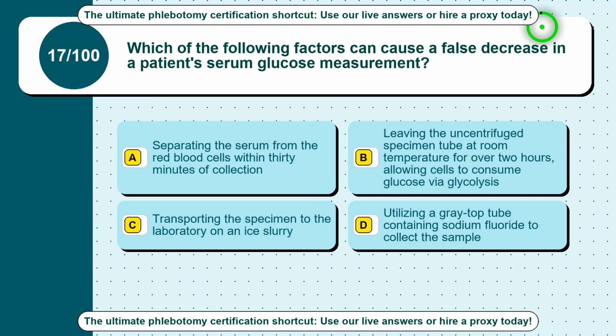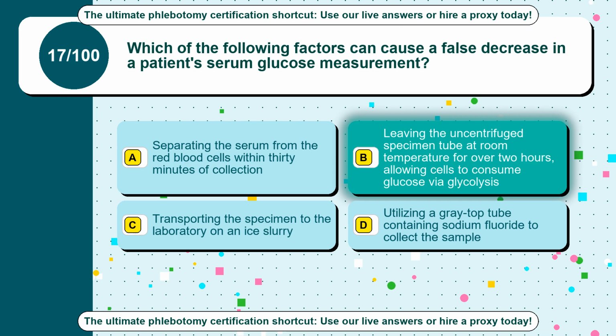Question 17. Which of the following factors can cause a false decrease in a patient's serum glucose measurement? Option A, separating the serum from the red blood cells within 30 minutes of collection. Option B, leaving the uncentrifuged specimen tube at room temperature for over 2 hours, allowing cells to consume glucose via glycolysis. Option C, transporting the specimen to the laboratory on an ice slurry. Option D, utilizing a gray top tube containing sodium fluoride to collect the sample.